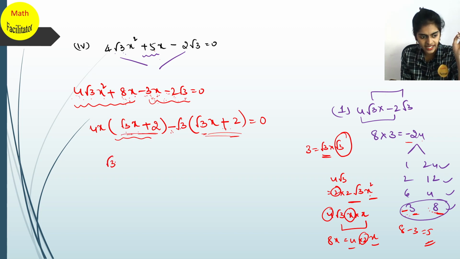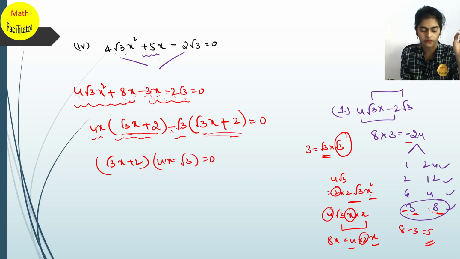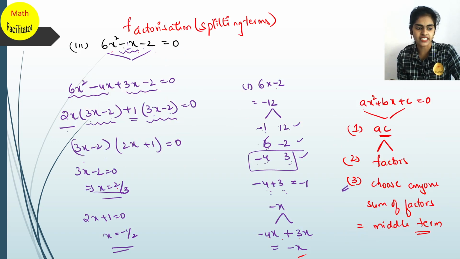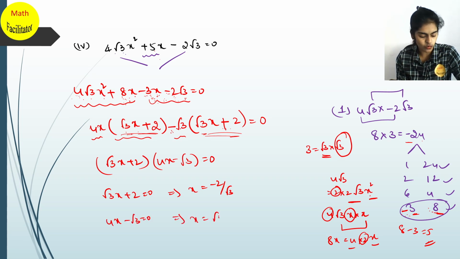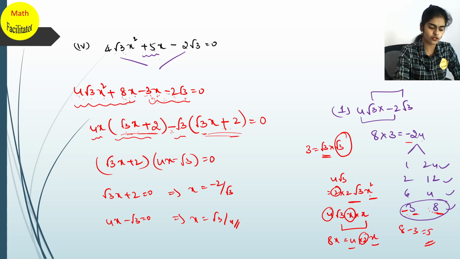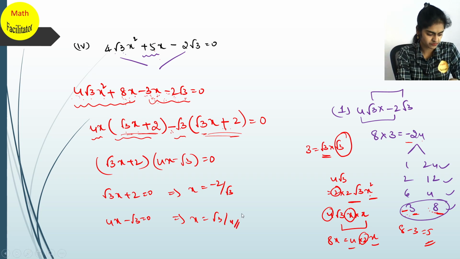క్లియర్? So again root 3x plus 2 is common from these two terms. If you take common, here 4x is remaining and here minus root 3 is remaining, equated to 0. Now these are nothing but product of linear factors. This step వచ్చేసిందిగా. So equate each of the linear factors to 0. So you'll get x is equal to minus 2 upon root 3, and 4x minus root 3 you equate to 0. So you'll get x is root 3 upon 4. So these are the two roots which you get.